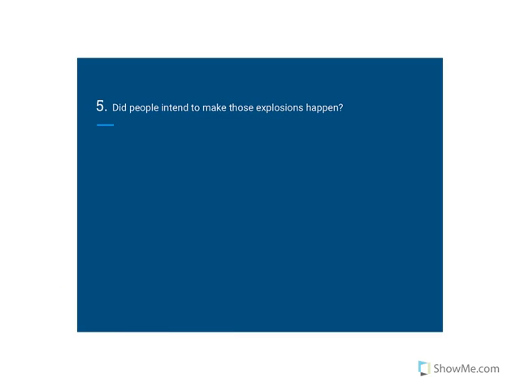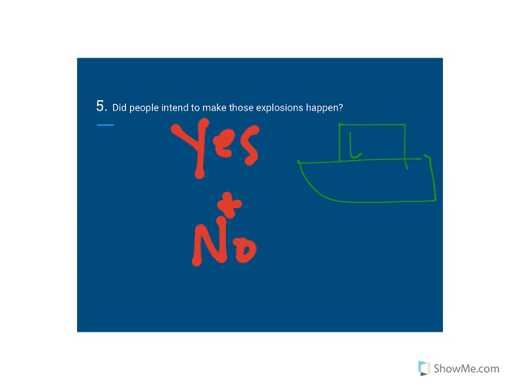And so the last question was, did people intend to make these explosions happen? Yes. And no. And so in the ones that we saw, yes, they did. But what happens a lot of time is, let's say you might have a boat. We'll put a cabin on that boat with some windows. And then you might have a propane tank on top. And then you have lines going into the boat.